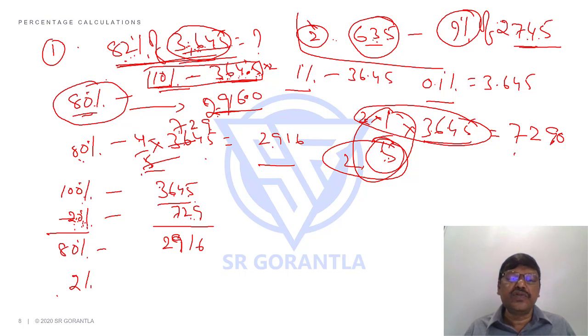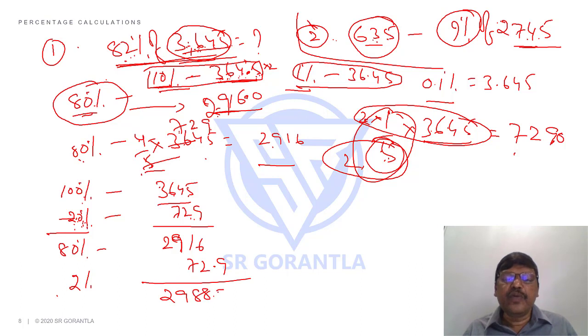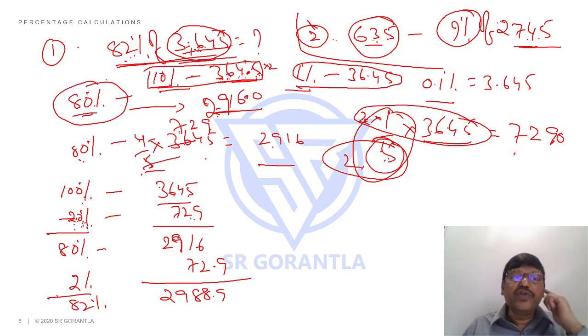2916.0 means 2916. Now, what is 1%? Just now you said 36 point. Come on, please. 1% is 36.45. 2% means double of that. How much is it? 36 2s 72. 0.45 into 2 will be 0.9. 72.9. It will be 2988.9. You got it or not? Right, students. Yes. This is how you can do it, please.